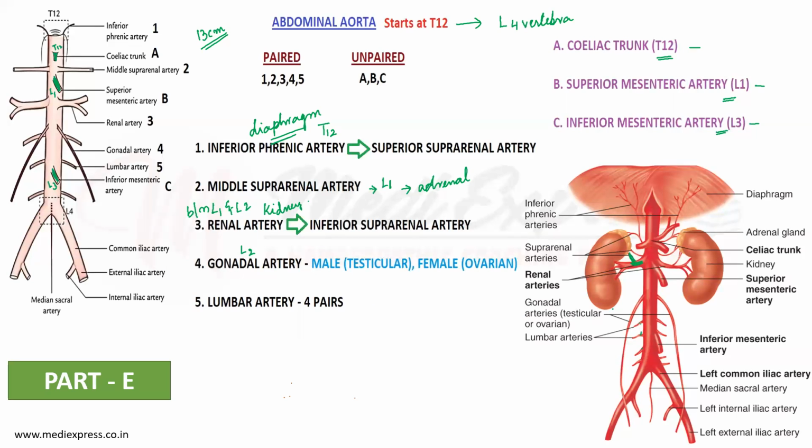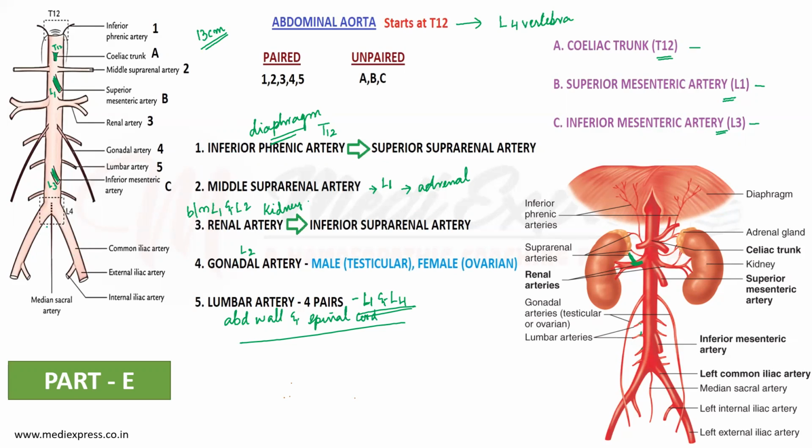Now, these lumbar arteries, the paired ones, arise from the posterior lateral part at the level between L1 and L4. This is very important to know. And where does it supply? It supplies the abdominal wall and the spinal cord. So these are the two things which it supplies. These are the main paired branches of abdominal aorta.